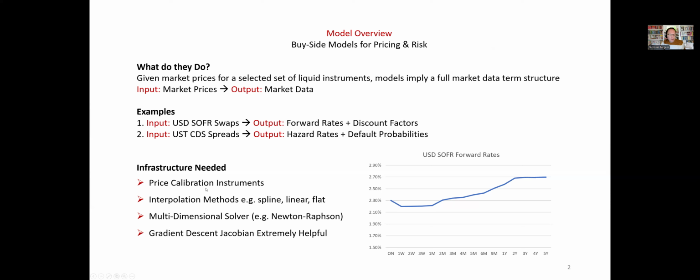So the infrastructure needed is: you need to be able to price your instruments, you need to be able to interpolate, you need to have a solver. And if you can have a gradient descent solver, that's actually helpful for risk calculations. So that's a basic overview of what models do.